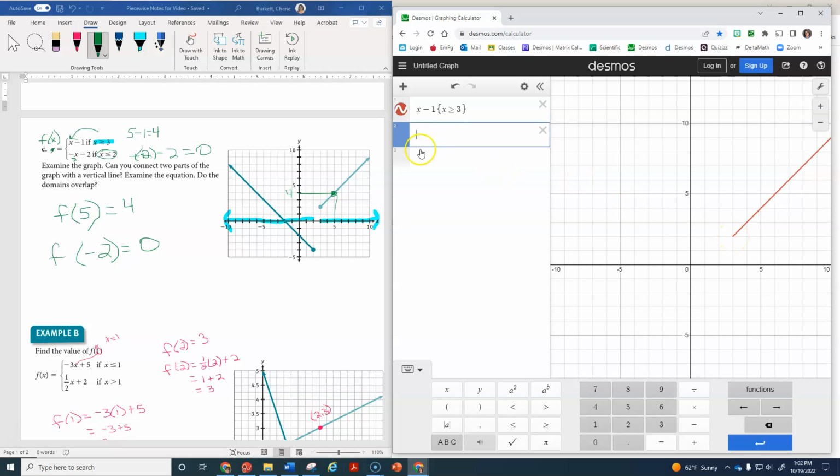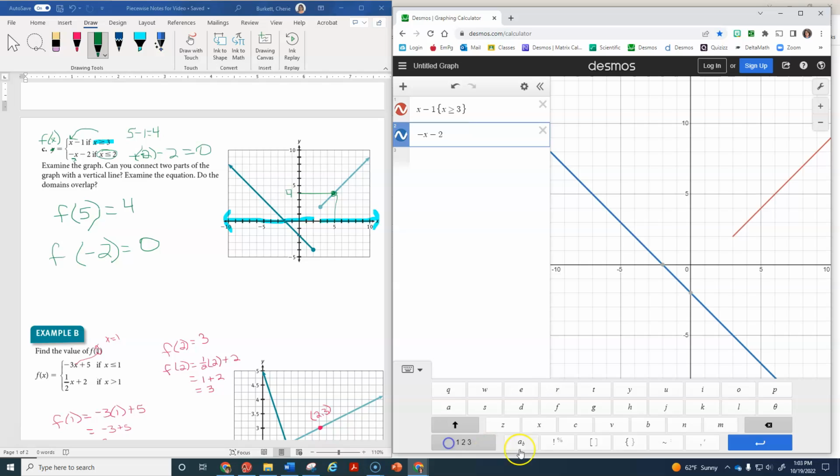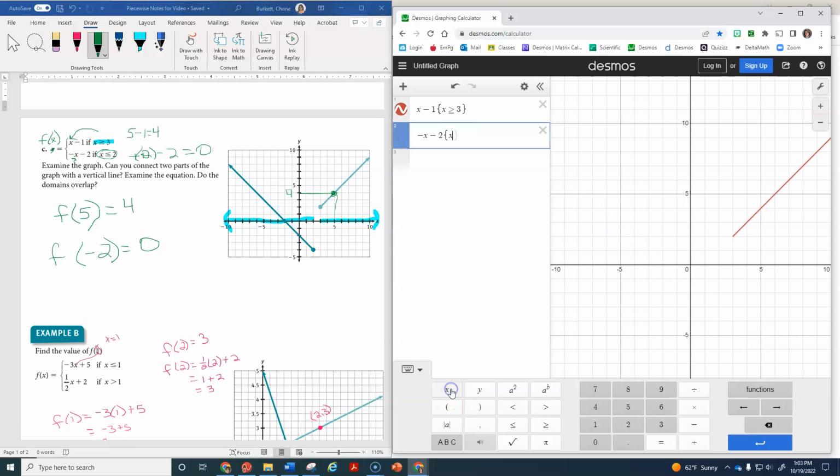But right now, I want to make sure that you know that to type in the other part of this piecewise function, I have to go down to a new line, and I'm going to type in this equation right over here. So I'm going to do negative X minus 2. It gave me, again, the whole line. I don't want the whole line. I just want the restricted part. So I am going to get my little brace things back, and I'm going to type in the restriction. X is less than or equal to 2.